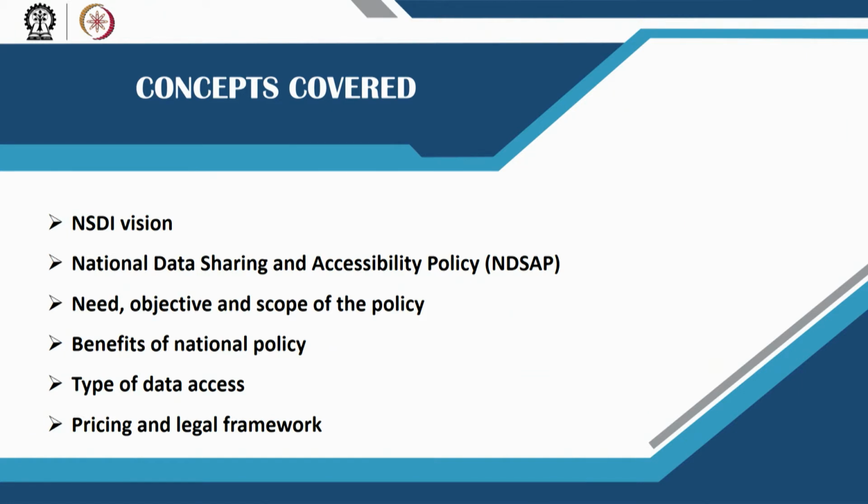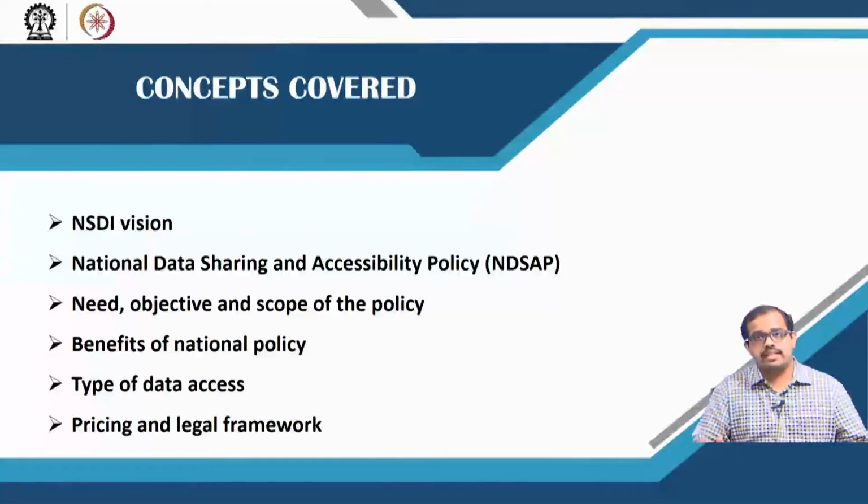Then we will look at the benefits of the national policy. Why do we need it, basically? That is very important in terms of understanding the policy. Then you have the type of data access: what kind of data can be accessed and how it can be accessed. Then there is the pricing or legal framework that has to be worked out, which we can also look at as we progress.